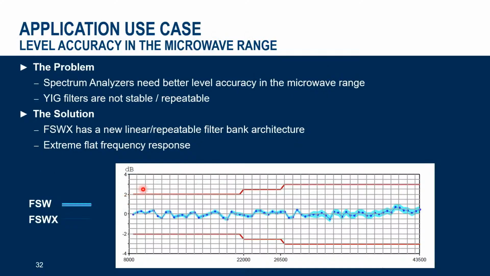What you see here is the level measurement of a normal signal and spectrum analyzer in the microwave range after calibration. So there's a ripple of a few tenths of a dB up to 1 dB. And when you now take the same measurement for the FSWX with filter banks with preselection, you see a nearly flat line. So you get a very high level accuracy with filter banks with preselection. And you can use it for IQ demodulation.